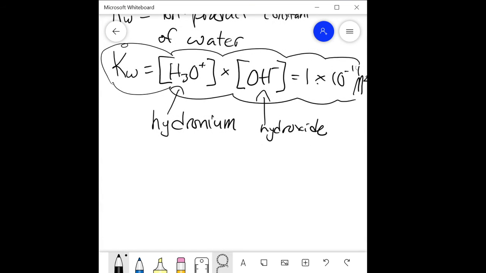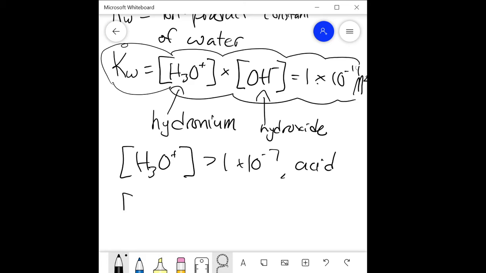It can also, based on the concentration of these ions, tell you if you have an acid or base. If the molarity of the hydronium ion is greater than 1 times 10 to the negative 7, that's an acid. And if the molarity of the hydroxide ion is greater than 1 times 10 to the negative 7, that's a base. So let's see how we use this fun formula we just discovered.